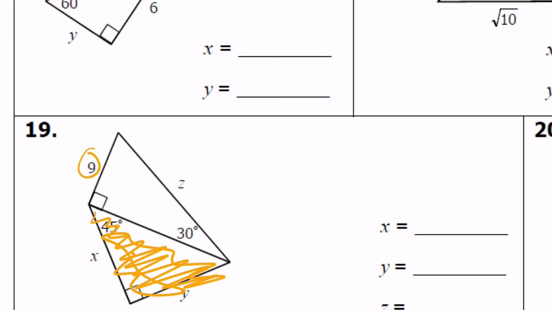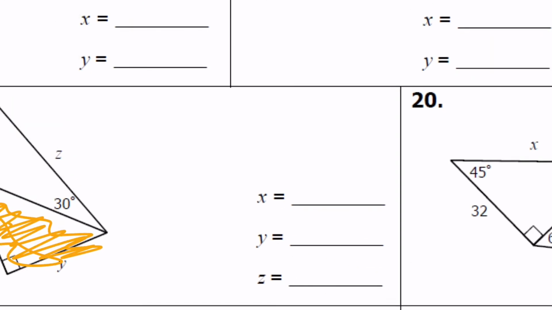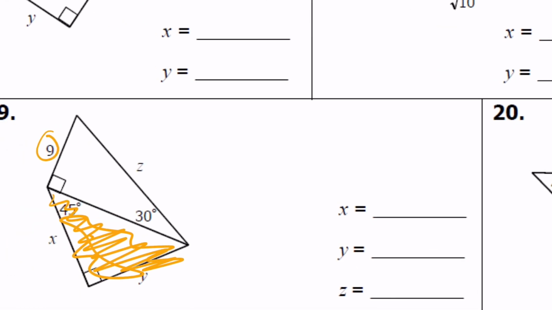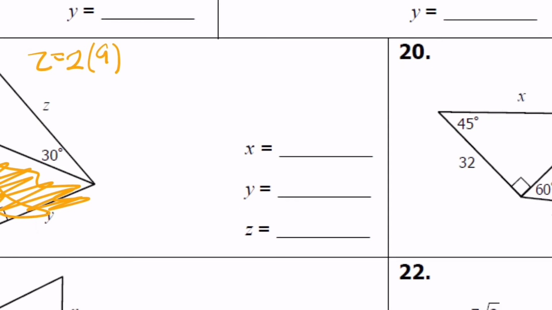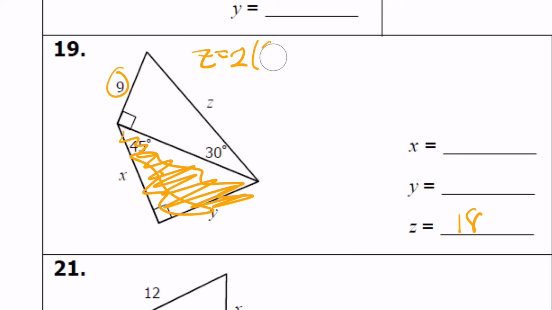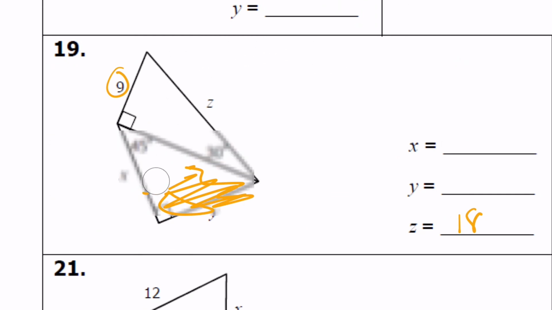I know my shorter leg already. Here's my 30-degree angle. Opposite of that is this side, this leg length of 9. So that means I already can tell z for sure. Z is equal to 2 times 9. Okay, cool. So z equals 18. I can already deduce that.